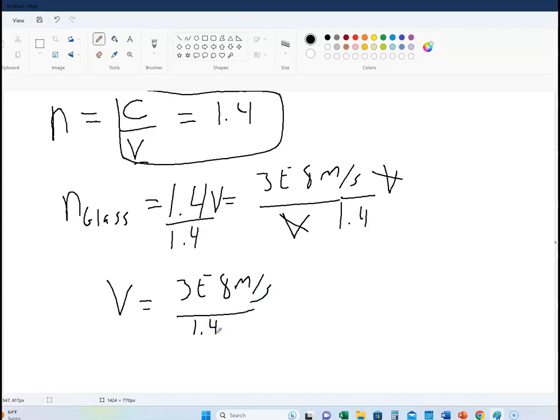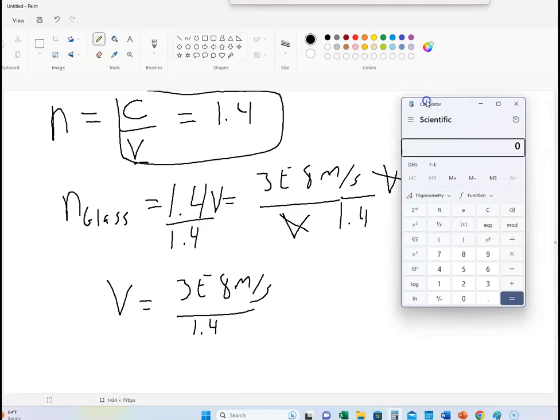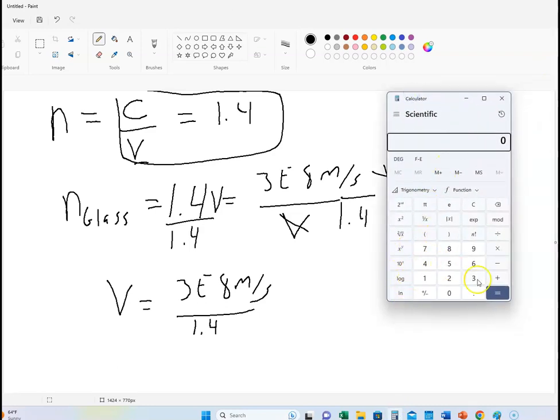All right, let me see if you can see this calculator. Let me move it over just a bit. There we go. You have to know how to do this in your calculator. That's 3 times 10 to the 8th divided by 1.4. So this would be the velocity. There's the decimal point right there. I'm going to do 2 places past the decimal. Let's write it in scientific notation. So this would be 2.14, and look, 2.14.